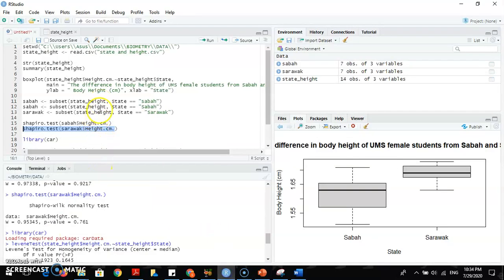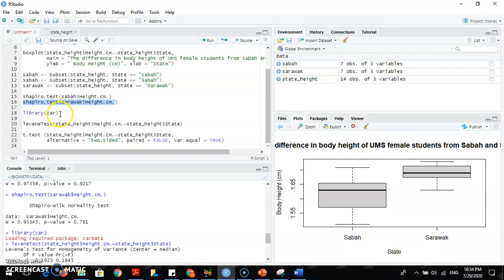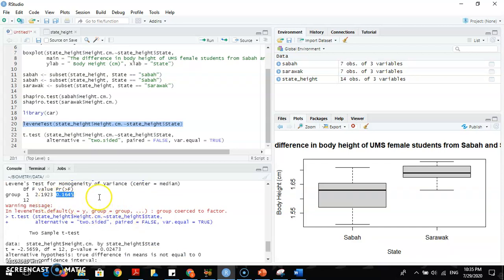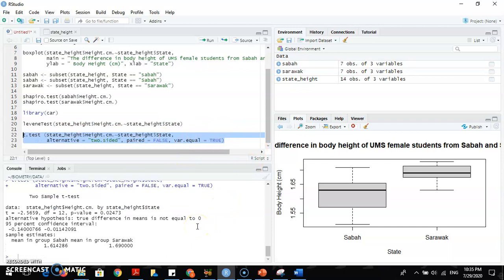And I proceeded to perform it. So this is the command for the homogeneity of variance test, and you can see here this is the result. So the variances are equal, and the p-value is 0.16, which is larger than 0.05, so it also accepts H null, and the variances are equal. And then I proceeded to the command for the t-test. I already chose the t-test. This is the command for the t-test, and the result is here.